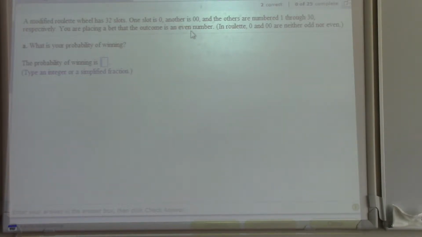Even number. Okay? Now, a lot of people are going to say, oh, even is going to be 15, the probability is 15 over 32. It's wrong, and you just lost the game. All right? You're going to have to think. I'm going to give y'all some time to write it down and give y'all a chance to do A, and then we'll do it.